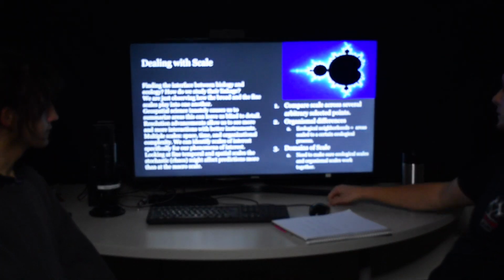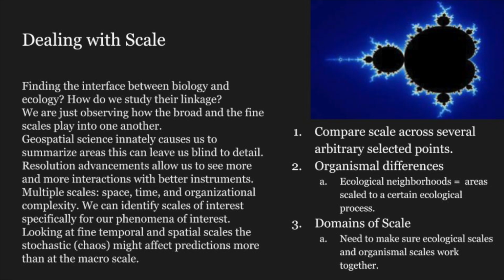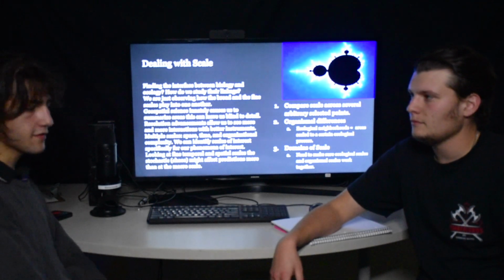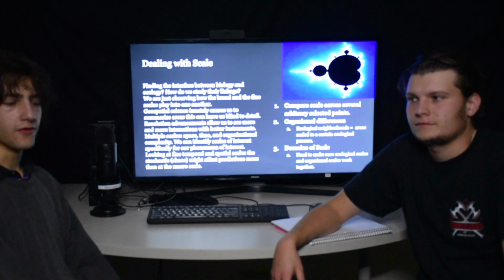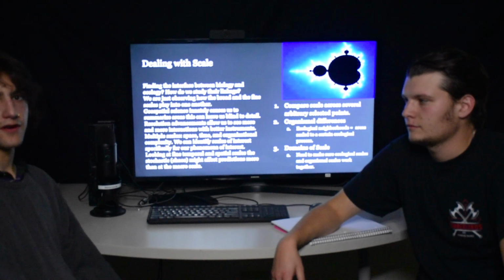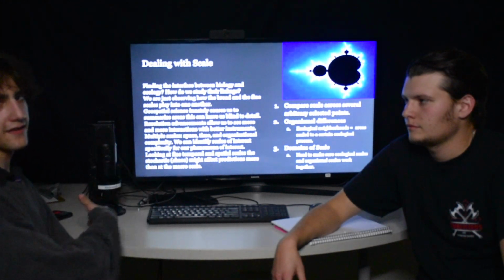Organismal differences, you know, the other paper brings up ecological neighborhoods, or areas scaled to a certain ecological process. Domains of scale, relating back to the other slide, you need to make sure that ecological scales and organismal scales work together if you're looking at both. Definitely. If you're studying the organism, you're studying the ecosystem that it's in too, and vice versa to an extent. If you're studying an ecosystem, you need to understand the organismal processes that play into that.